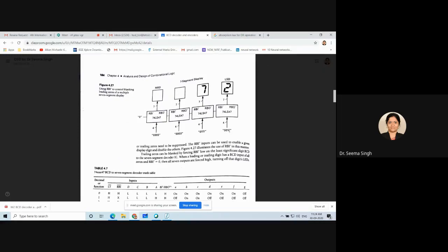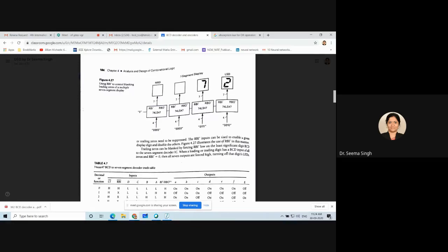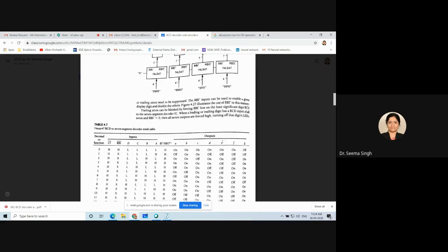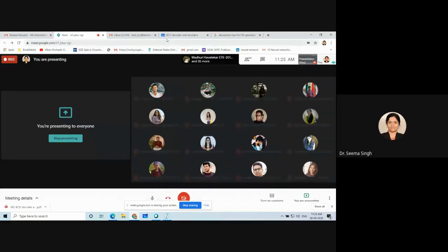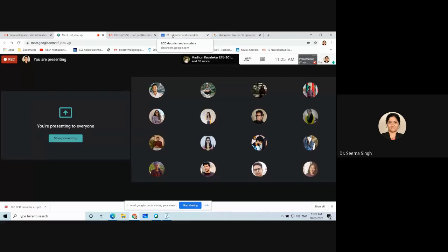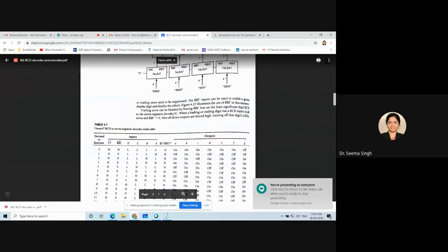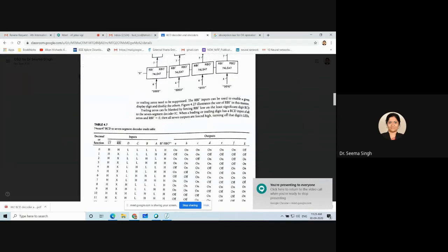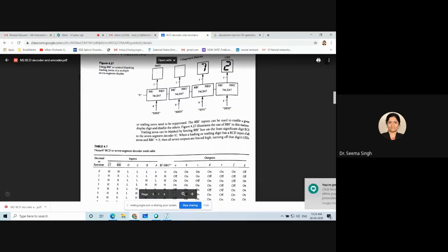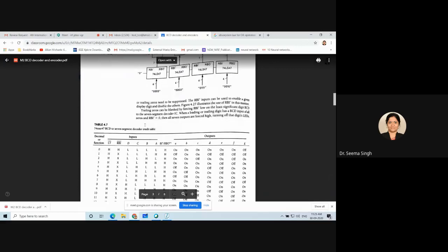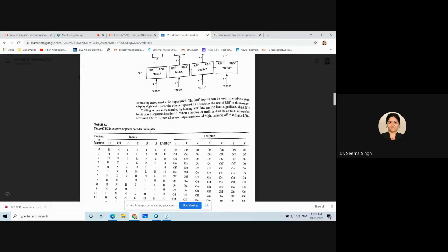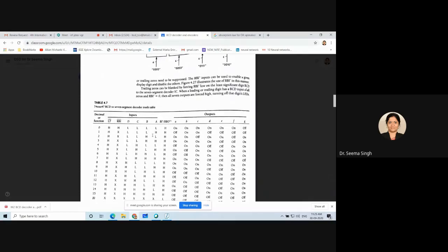So how many encoders will you require? Tell me. Four. You require four 74LS147, you also require four 74LS47, and you also require four of these LEDs. You will have to see whether whatever you are using is active low or active high. You will have to check.